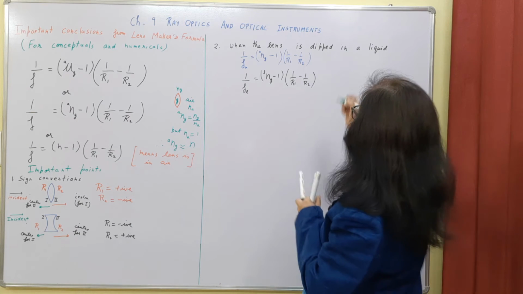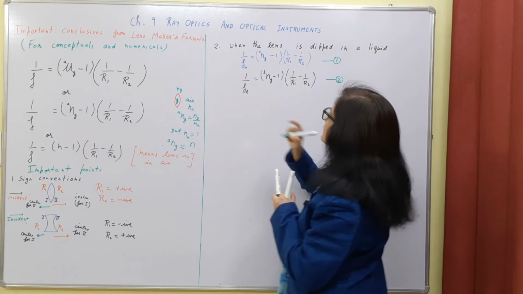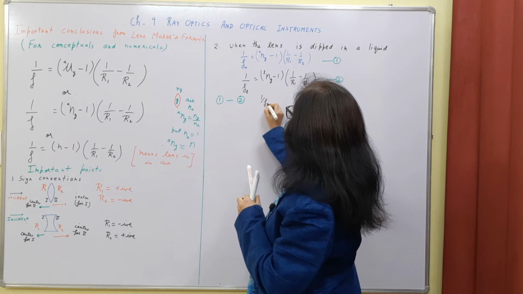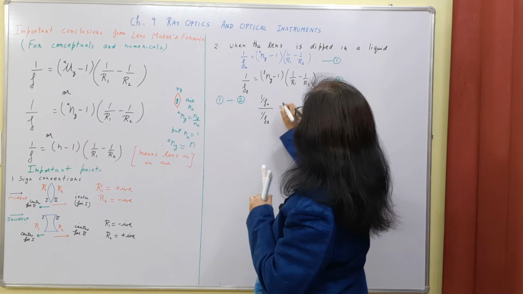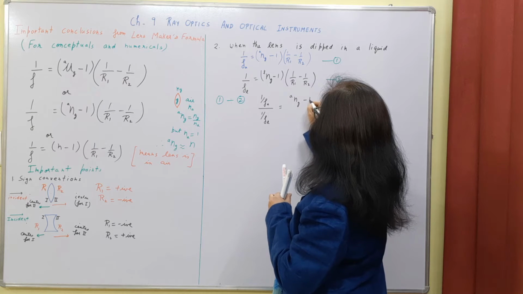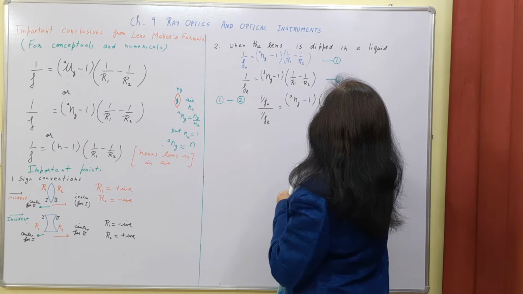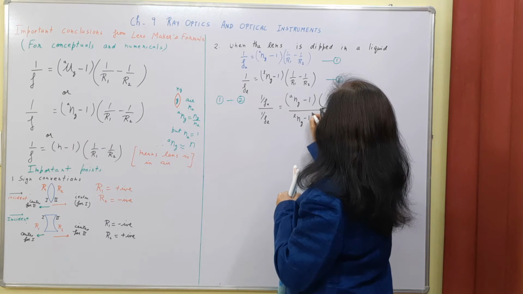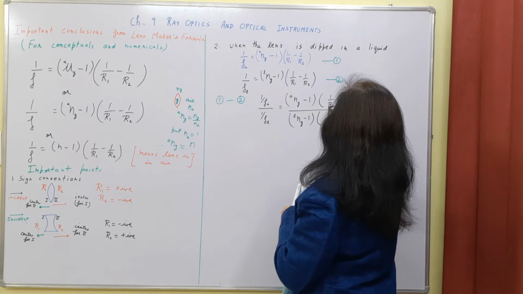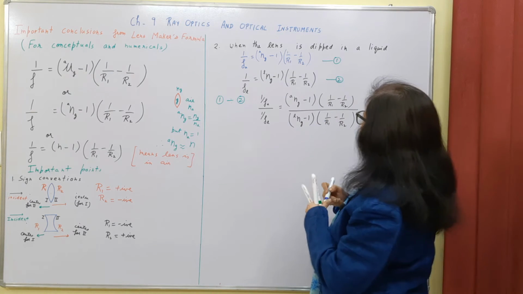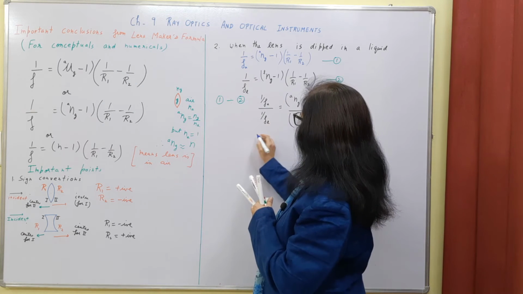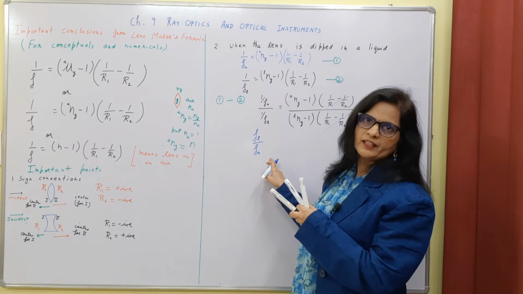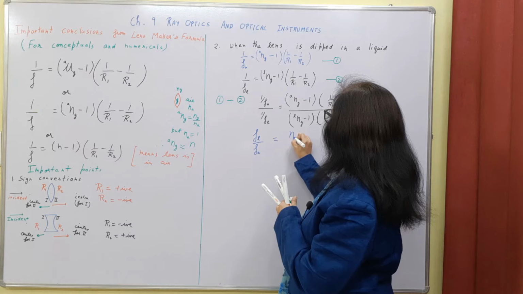So if we mark these two equations as 1 and 2, then 1 divided by 2 will give me 1 upon FA upon 1 upon FL is equal to (NG minus 1)(1 upon R1 minus 1 upon R2) upon this quantity, (NG minus 1)(1 upon R1 minus 1 upon R2), right? So this part will be cancelled. So this will be solved here, and FL upon FA, that means focal length of the lens in liquid upon focal length of the lens in air, is equal to refractive index of glass with respect to air.